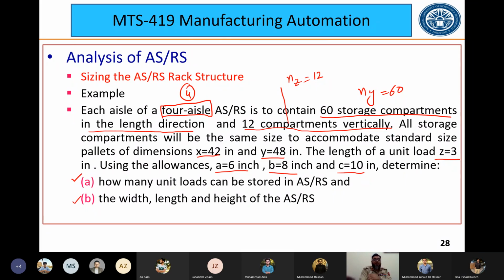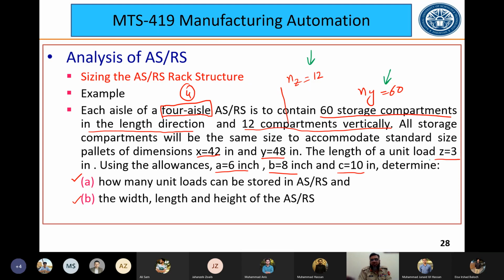Sizing pair. लिख देखिए. Each aisle of a 4 aisle system. तो 4 aisle हो गए. ASRS to contain 60 storage compartments in length direction. So NY is 60. And 12 compartments vertically. So NZ is 12. All storage compartments will be of same size to accommodate standard pallets of dimension x, y.